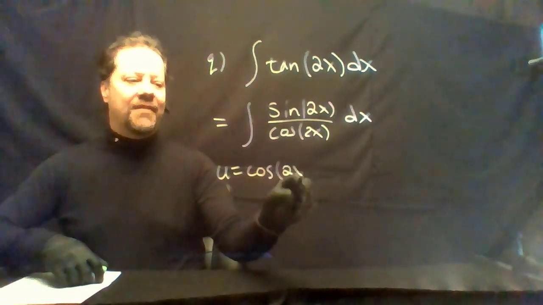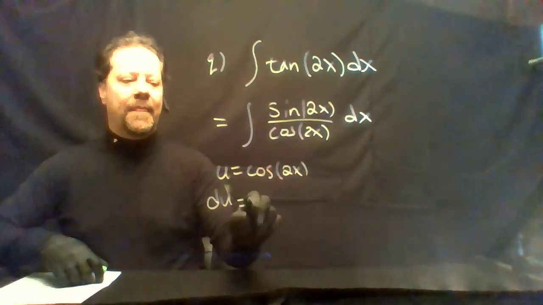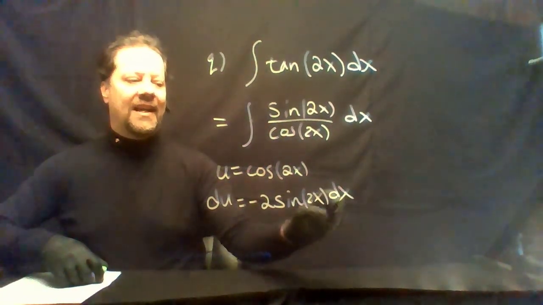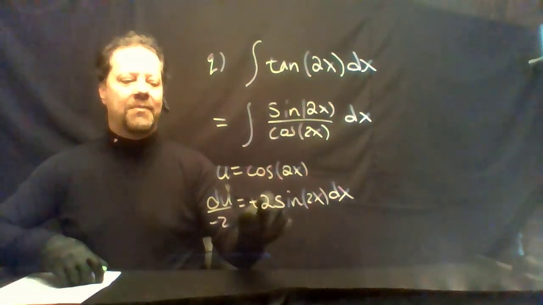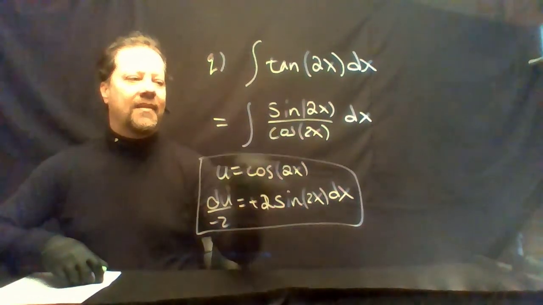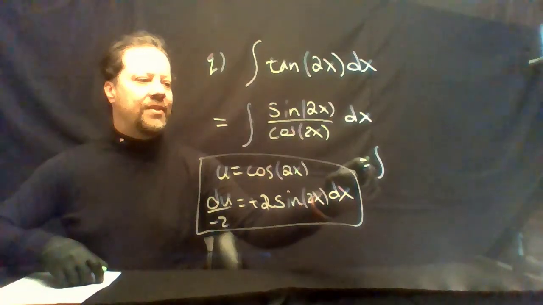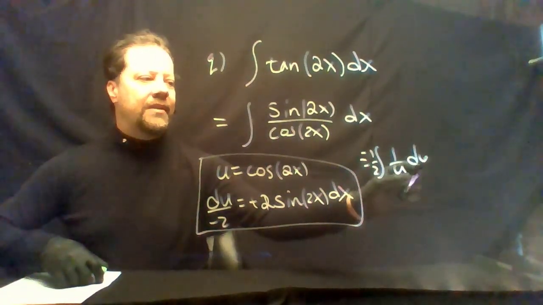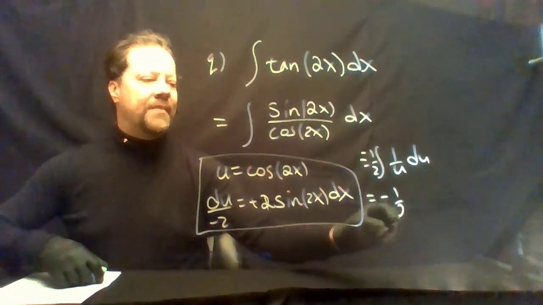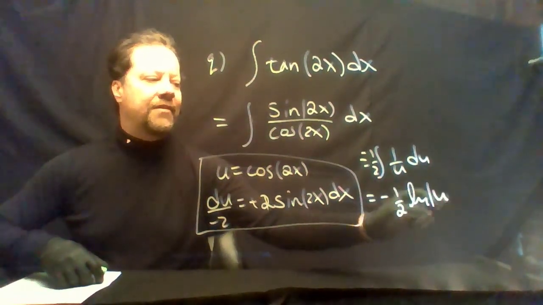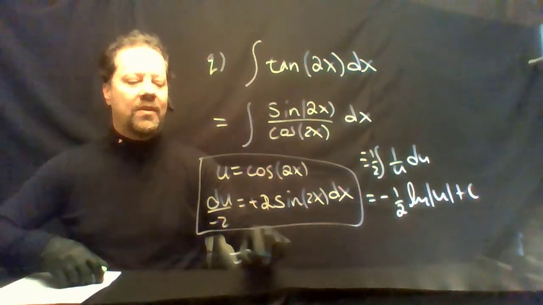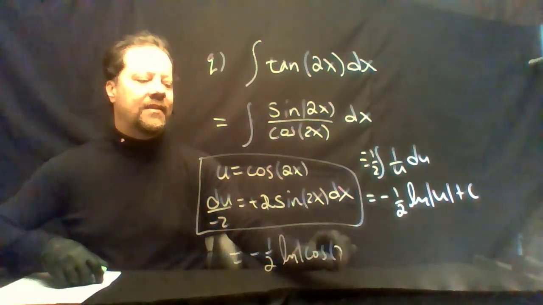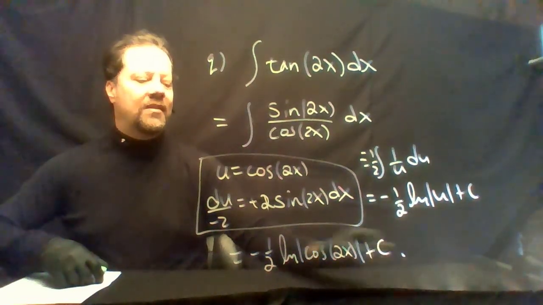U equals the cosine of 2x, so that du is minus 2 sine of 2x dx. The minus 2 can be divided off, and the integral transformed into minus 1/2 the integral of 1 over u du, which gives us minus 1/2 log absolute value of u plus c, or minus 1/2 log absolute value of the cosine of 2x plus c.